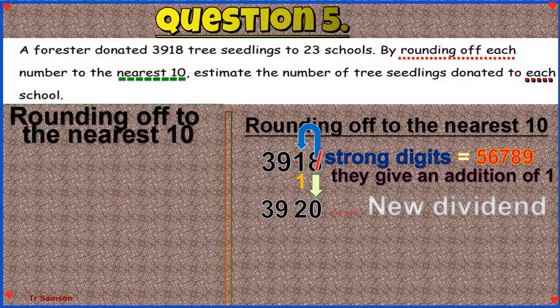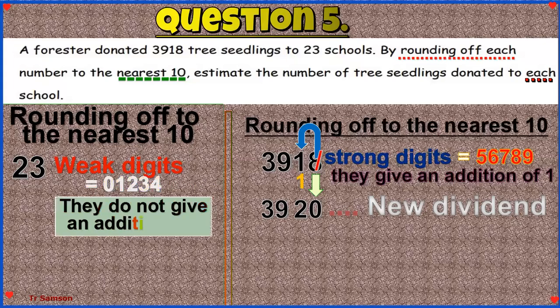Rounding off to the nearest 10, let us talk about 23. Here we have what we call weak digits. Weak digits are 0, 1, 2, 3, 4. They do not give an addition of 1. Instead, they die. They become 0, so they affect the number negatively. The number becomes smaller than it was. So 3 cancels to 0 and 2 remains. So the number has now been rounded to 20.